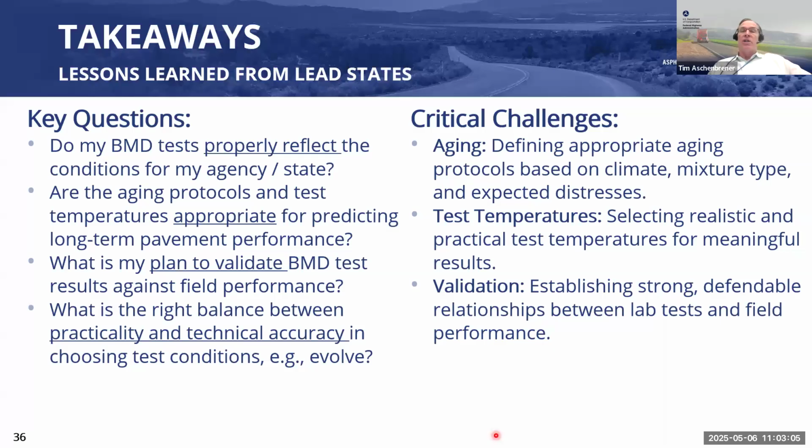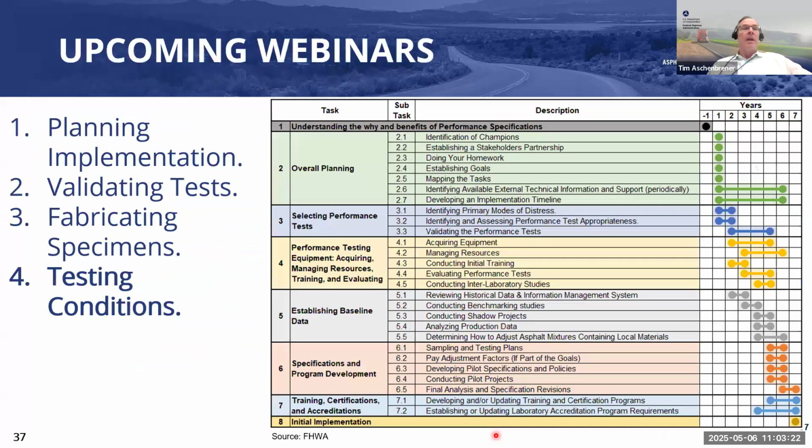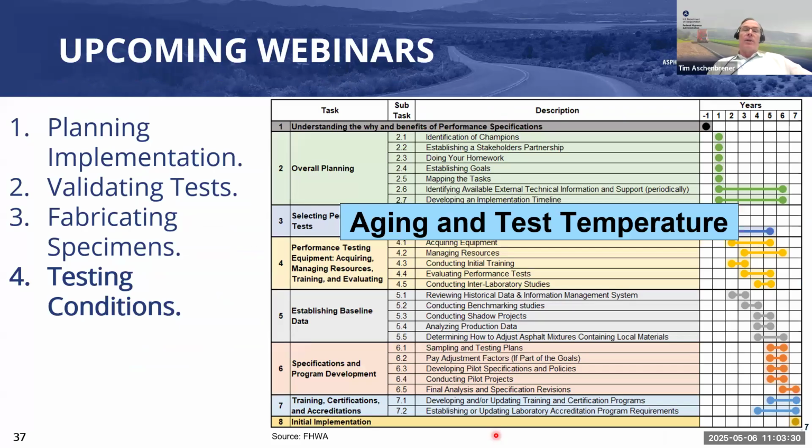We've seen many states set initial criteria based on test temperatures and aging, and after 2 years, after 4 years, with continual evaluation, they're not afraid to make adjustments in their thresholds or their test procedures based on the performance they're observing. So as we wrap up webinar 4 on testing conditions, we did a deep dive on task 3, really going a little deeper into aging and test temperature to show how they can impact your validation and test procedures. Hopefully you have some good tips and tricks to help you with your validation process and your implementation of BMD there.